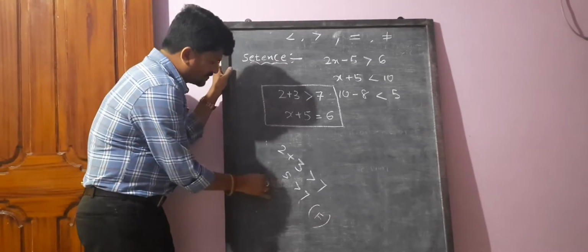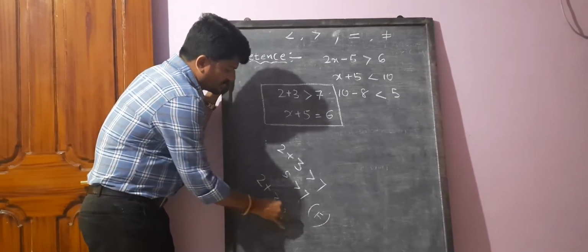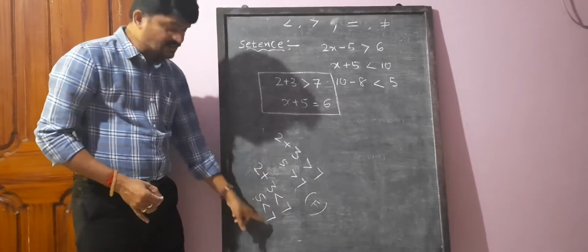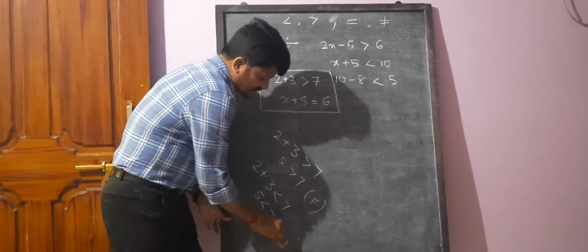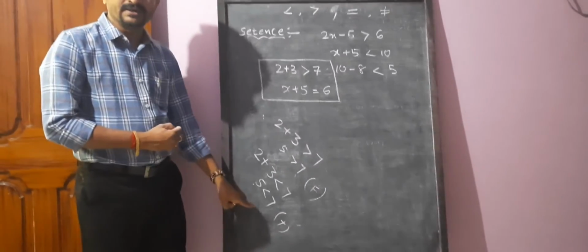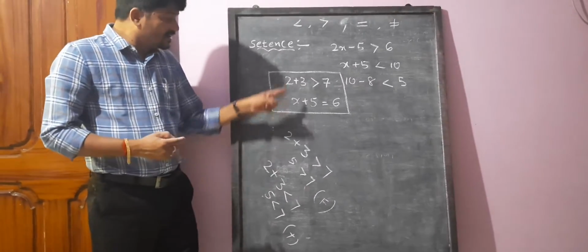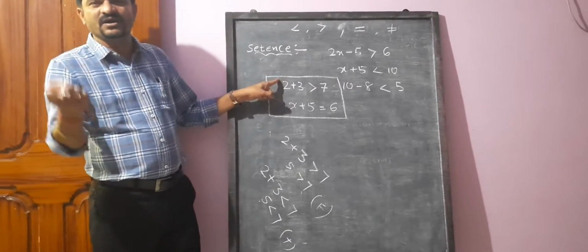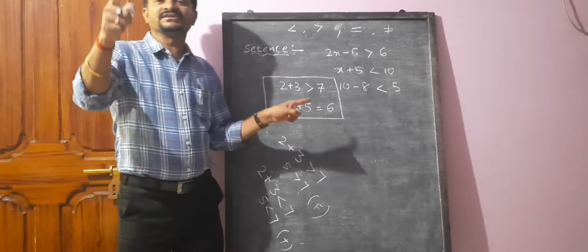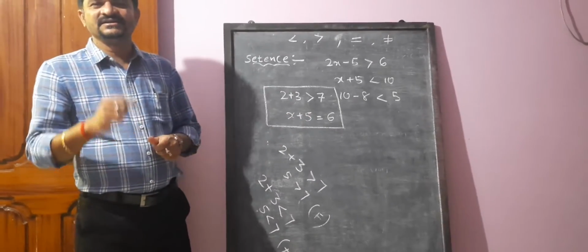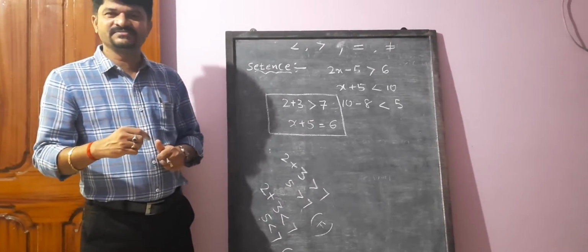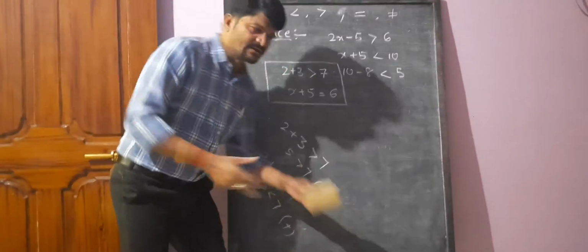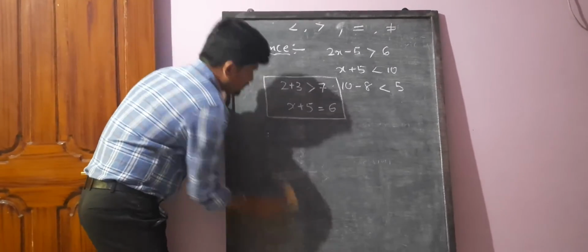If I give 2 plus 3 less than 7, then 5 is less than 7, so this sentence becomes true. Am I right? Is it clear? So here we are able to verify this sentence as either true or false. Such sentences are called statements. Children, will you write the definition of statement? What is a statement?